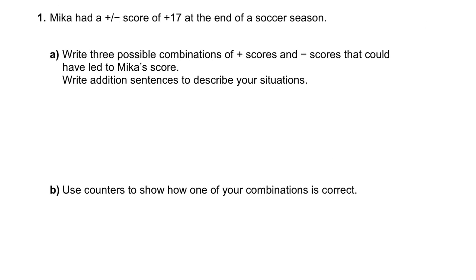It says Mika had a plus-minus score of positive 17 at the end of a soccer season. Well, what does that mean? That means that you get a +1 when your team scores when you are on the field. But you, as an individual player, get a -1 point if there is a point scored against you while you're on the field. So now it asks us to write 3 possible combinations of plus scores and negative scores that could have led to Mika's score.